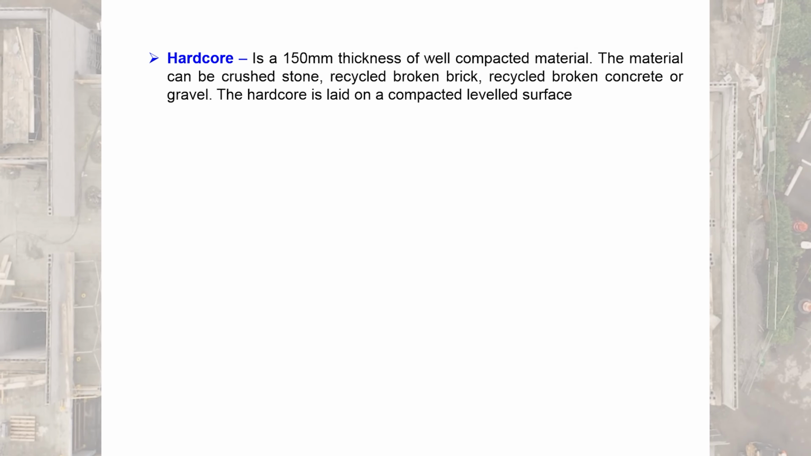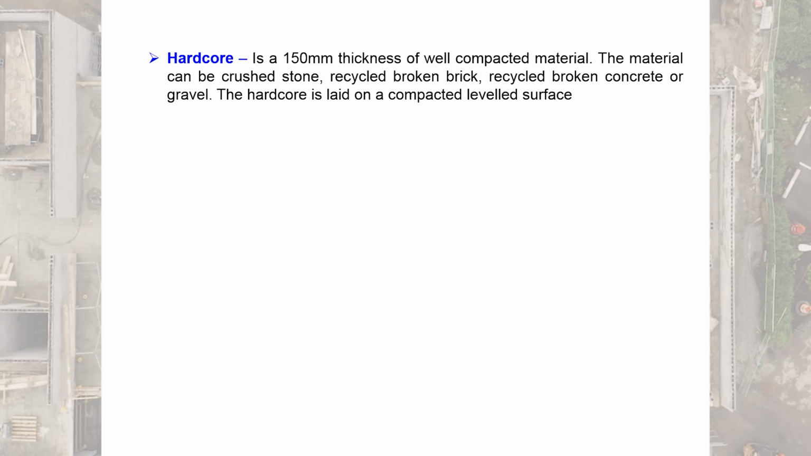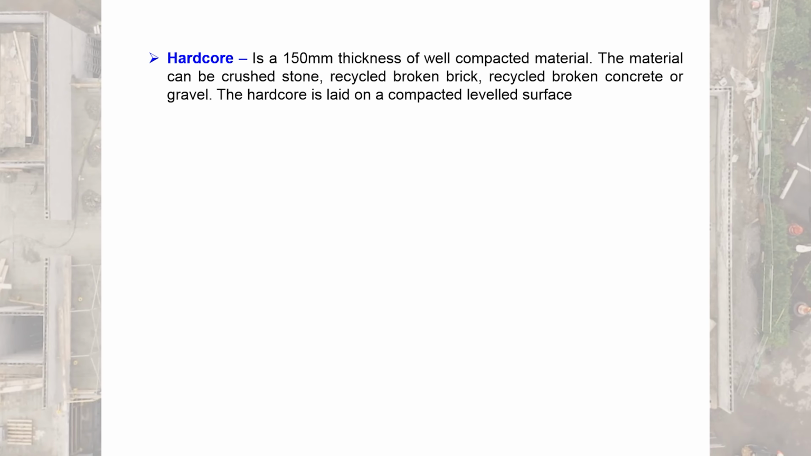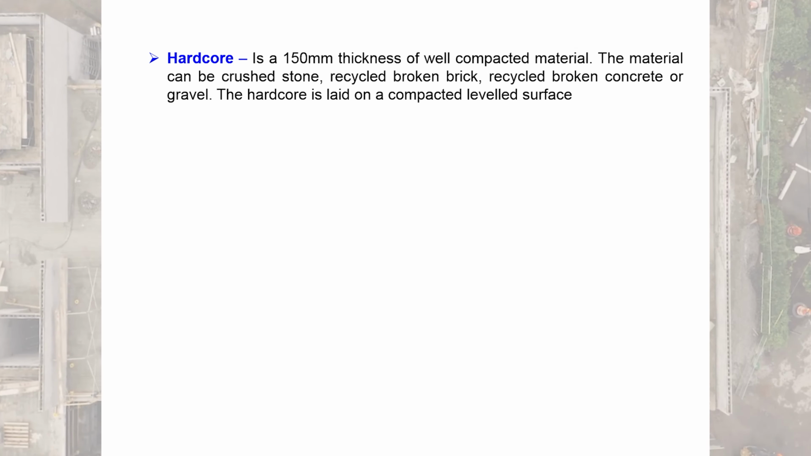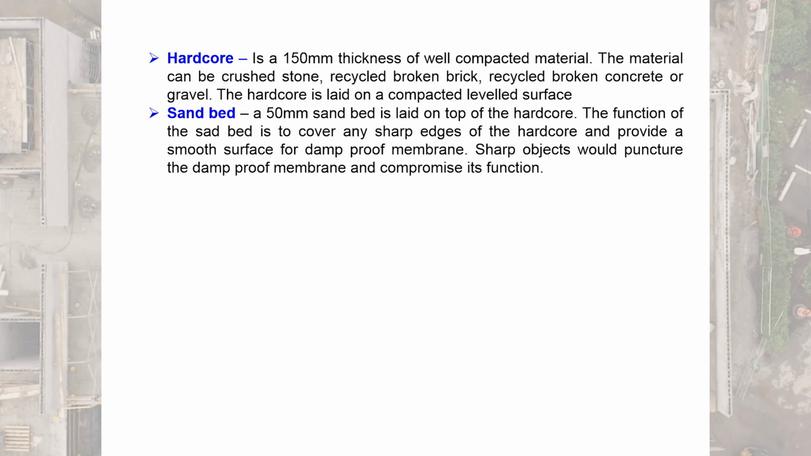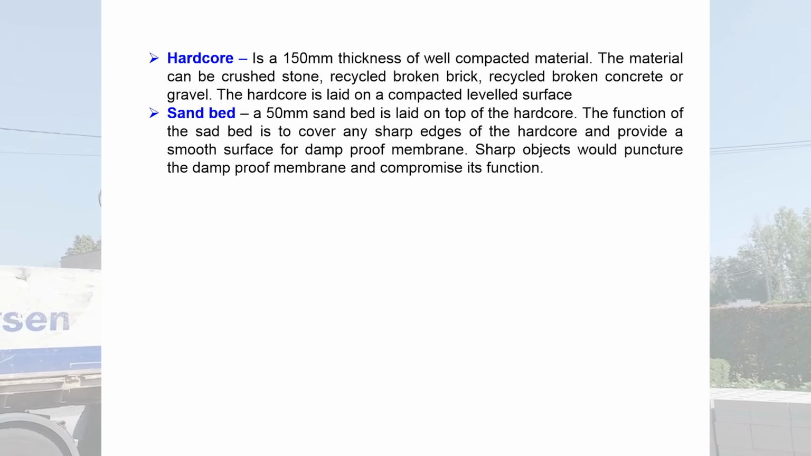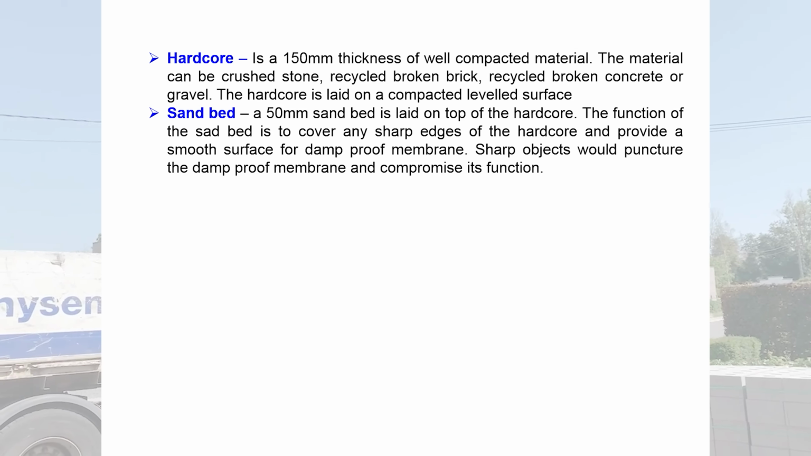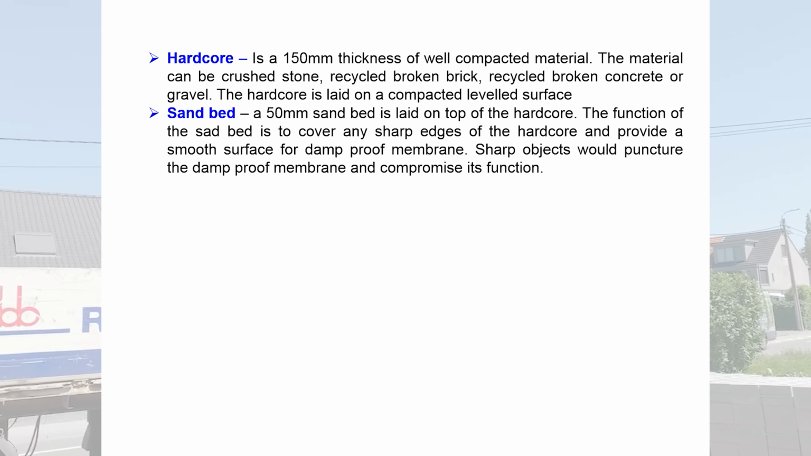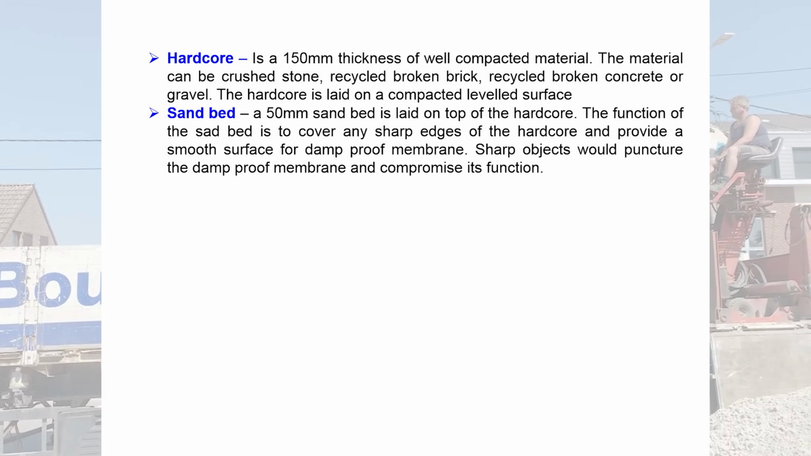Hardcore is a 150 mm thickness of well-compacted material. The material can be crushed stone, recycled broken brick, recycled broken concrete, or gravel. The hardcore is laid on a compacted leveled surface. Sandbed. A 50 mm sandbed is laid on top of the hardcore. The function of the sandbed is to cover any sharp edges of the hardcore and provide a smooth surface for the damp-proof membrane. Sharp objects would puncture the damp-proof membrane and compromise its function.